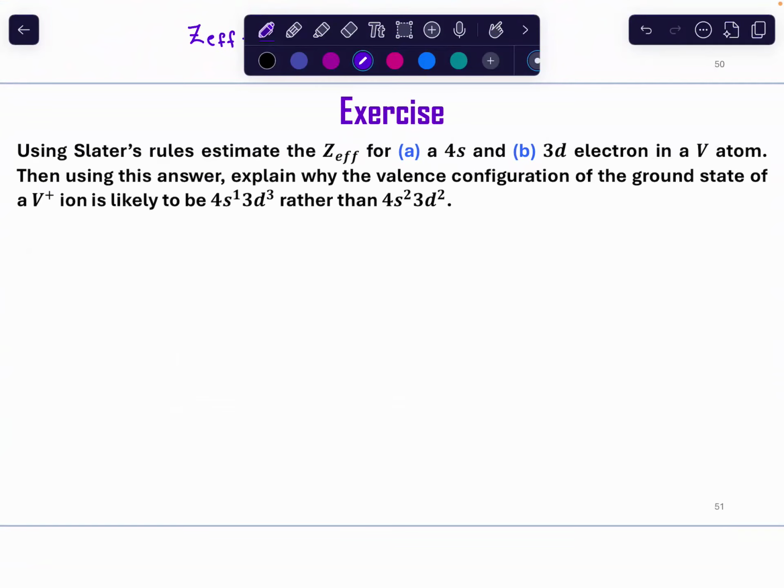Okay, so here we go. Using Slater's rules, let's estimate the effective nuclear charge for a 4s and a 3d electron in a V atom. V is vanadium. Then, using this answer, explain why the valence configuration of the ground state of vanadium is likely to be 4s1 3d4 rather than 4s2 3d3. First, let's figure out vanadium's electronic structure.